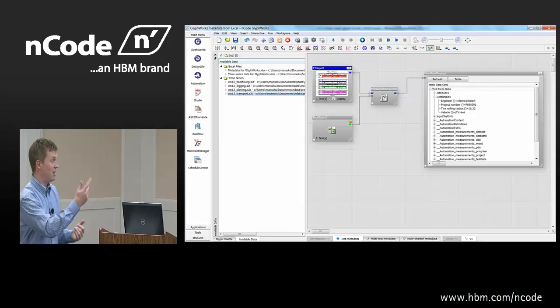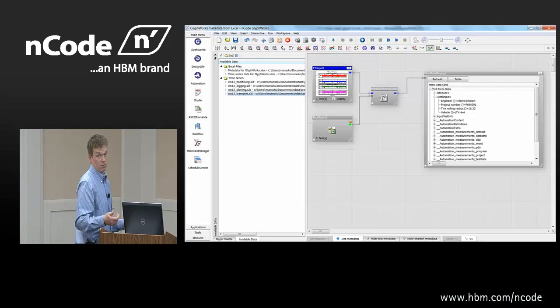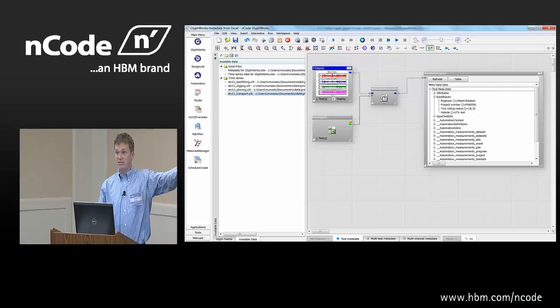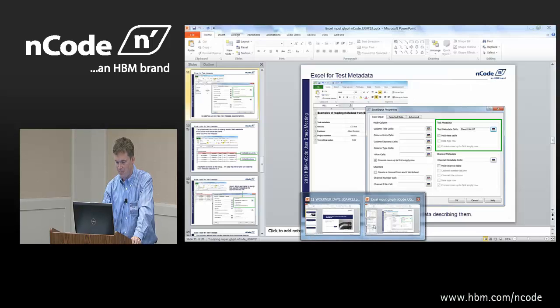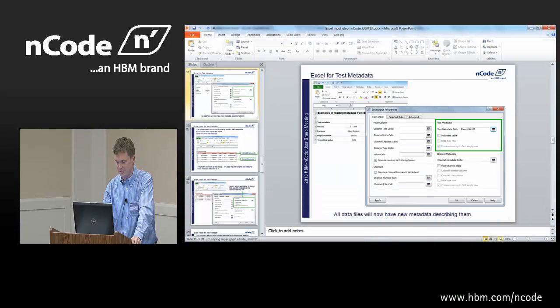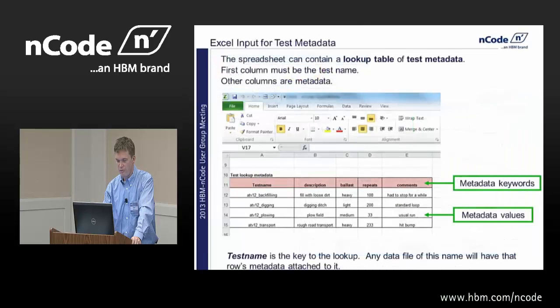So we can extend this into a lookup table. Right now this is fixed. It says all data files will pick up this information for us to use later. We can extend this and make this into a lookup table by doing this. We can say, what if we have a table like this that says, for these data files, 1, 2, 3, 4, we have some information like a description, ballast condition, number of repeats, comments, and so on.